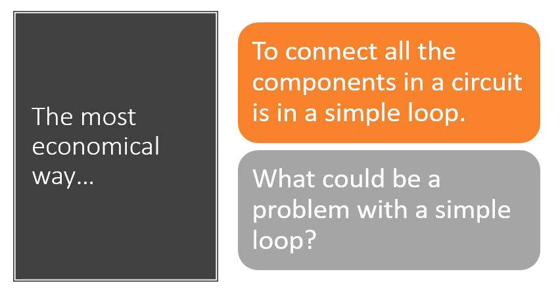Now, the most economical way to connect all the components in a circuit is just a simple loop. So here's the simplest circuit you'll ever see. There's one cell, and a conductor back to the other end of the cell. That is a simple circuit. It's not drawn very well, so let me redraw that for you. Right, that's better. So that's an example of a simple circuit.